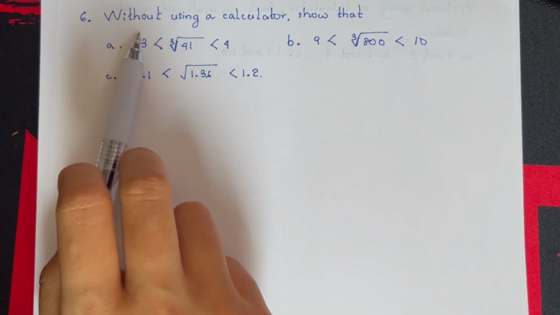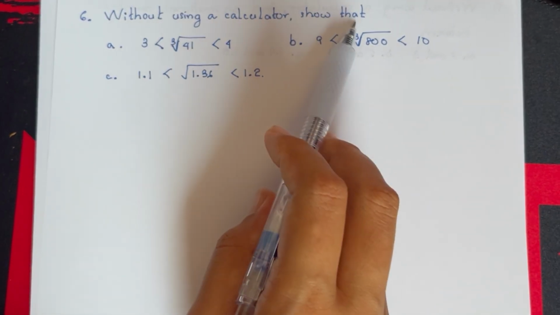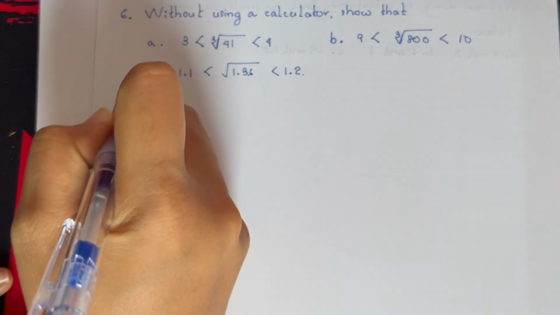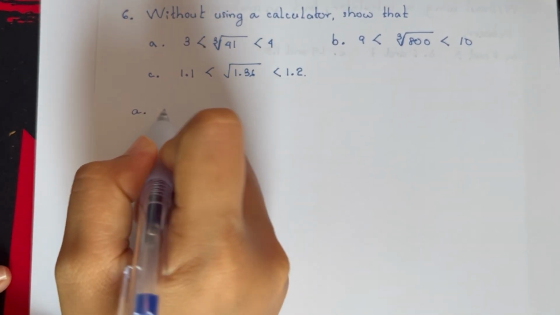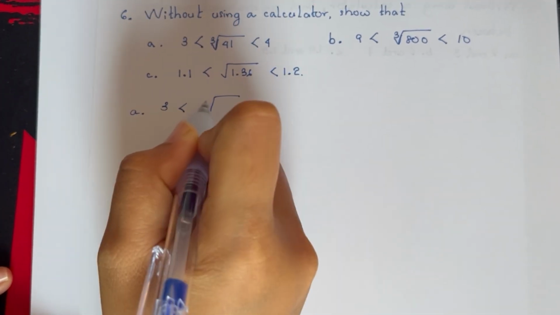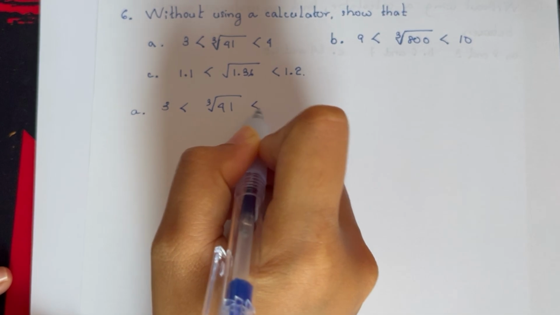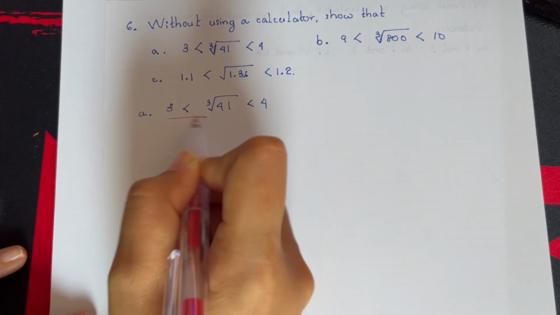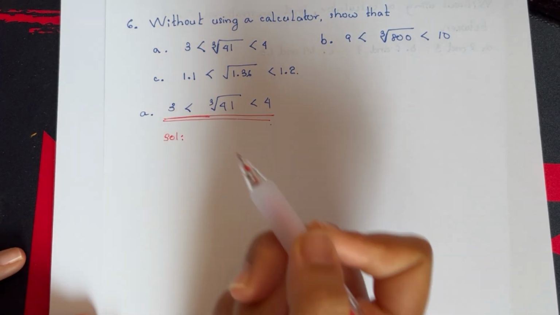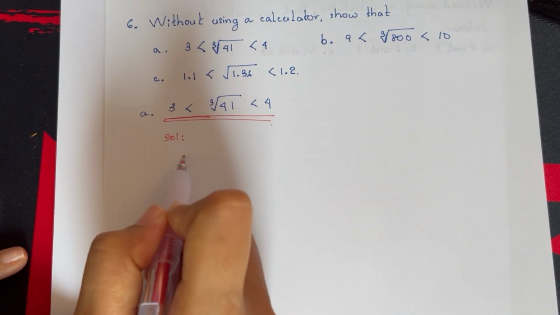Number 6. Without using a calculator, show that A, B, and C. A is: we have to show that 3 is less than the cube root of 41, which is less than 4. So let's calculate the solution.